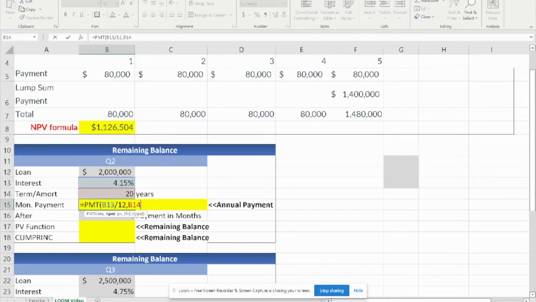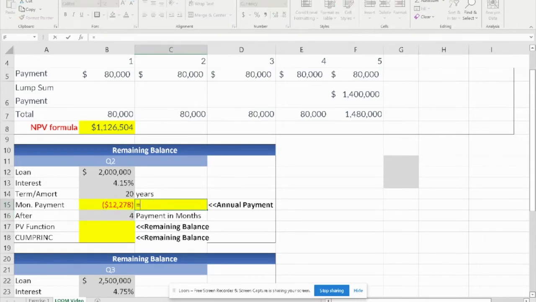It is 20 years, but since it is a monthly calculation, you're going to multiply that by 12, and it's asking you for the present value, meaning how much money are you borrowing, how much is the loan amount. You're going to click on the loan amount, and you're going to hit comma, and it's asking you for the future value. Since it is a fully amortized loan, at the end of 20 years, you will have owed zero. You put zero for the future value and close paren, and you have your answer, which is $12,278 a month.